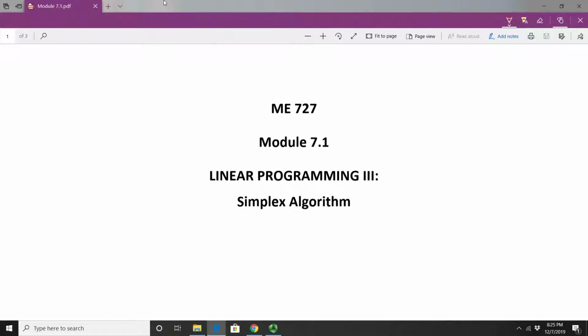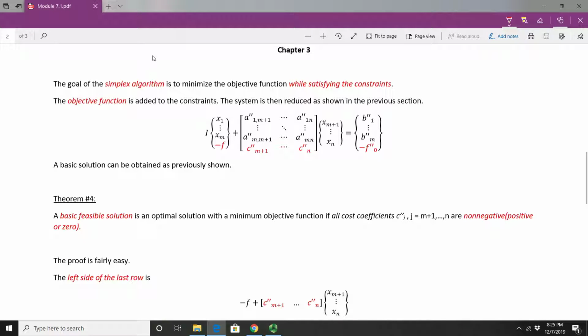So we are now going deeper into linear programming, and we are looking more carefully, hopefully, into the simplex algorithm. If you remember from what we ended with, this kind of system: x1 through xm, and here is a coefficient, and then xm plus 1 to xn, the remaining variables, equal b1 through bm. Then we added another row which corresponds to the objective function.